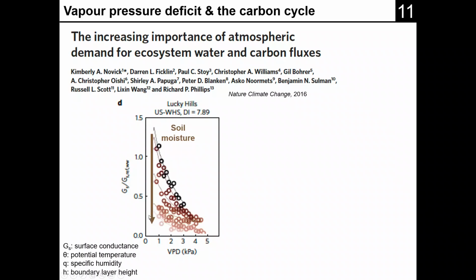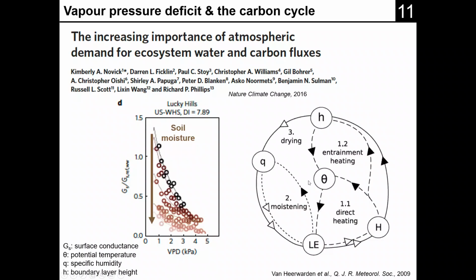What you see here is, for one site, vapor pressure deficit on the x-axis and surface conductance on the y-axis, and you see it's decreasing. So the more atmospheric water demand, the more the surface conductance will be lowered. But soil moisture also plays an important role by modifying this response, with lower soil moisture giving lower surface conductance.